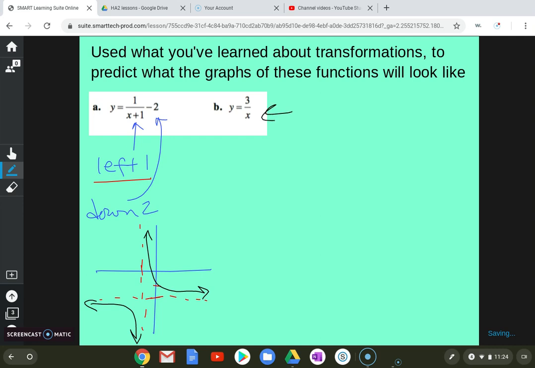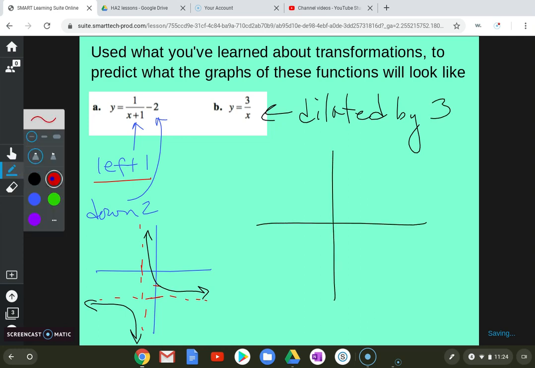This one has not been translated. It's just been dilated by a factor of 3. All that does, asymptotes stay in the same place. Everything stays in the same place. So vertical at 0, horizontal at 0.